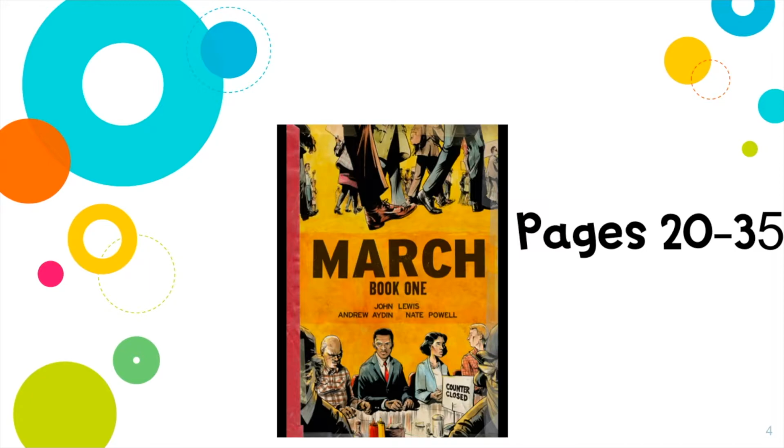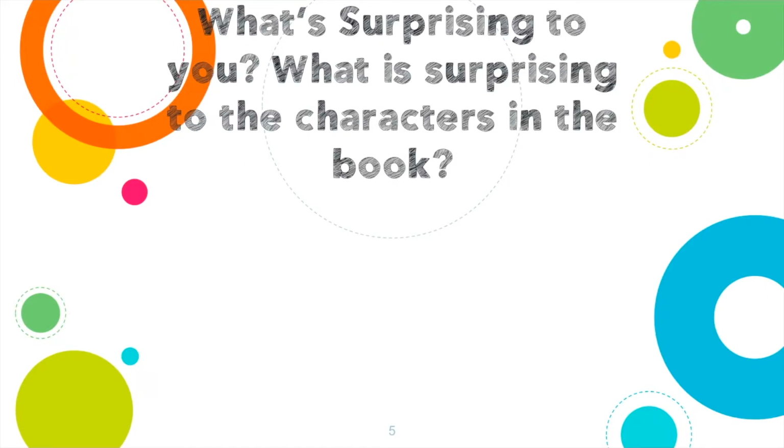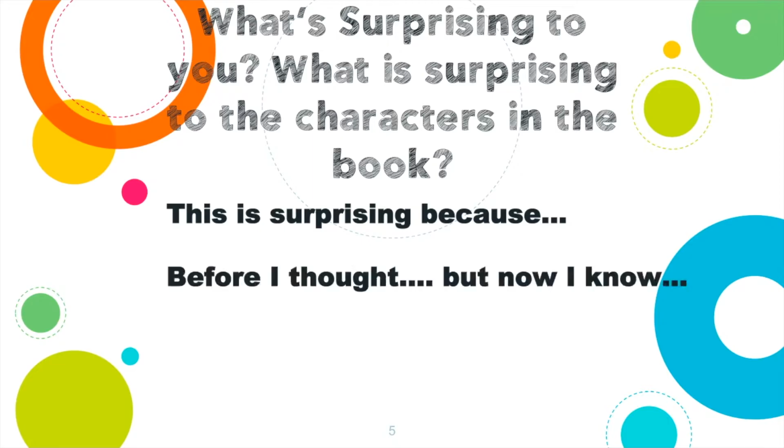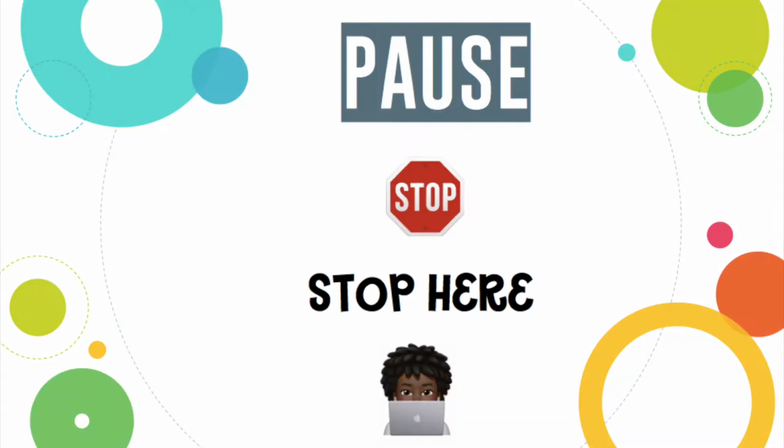Now you're going to grab pages 20 to 35 and you are going to read them, and I'm going to ask that you look for things that surprise you in this book. So remember, you're annotating or you're looking for your surprises. This is surprising because before I thought, but now I know, and I wonder. So pause.